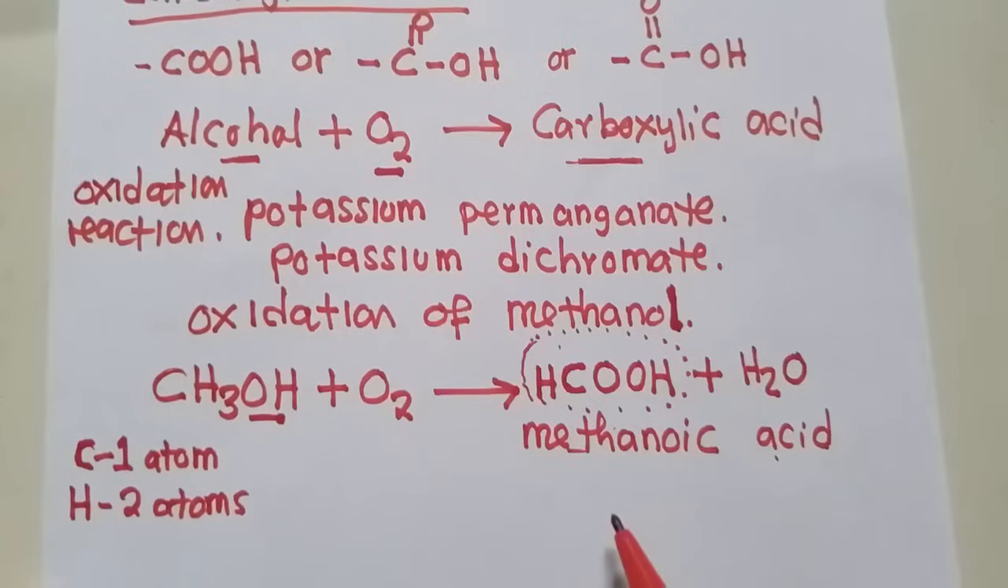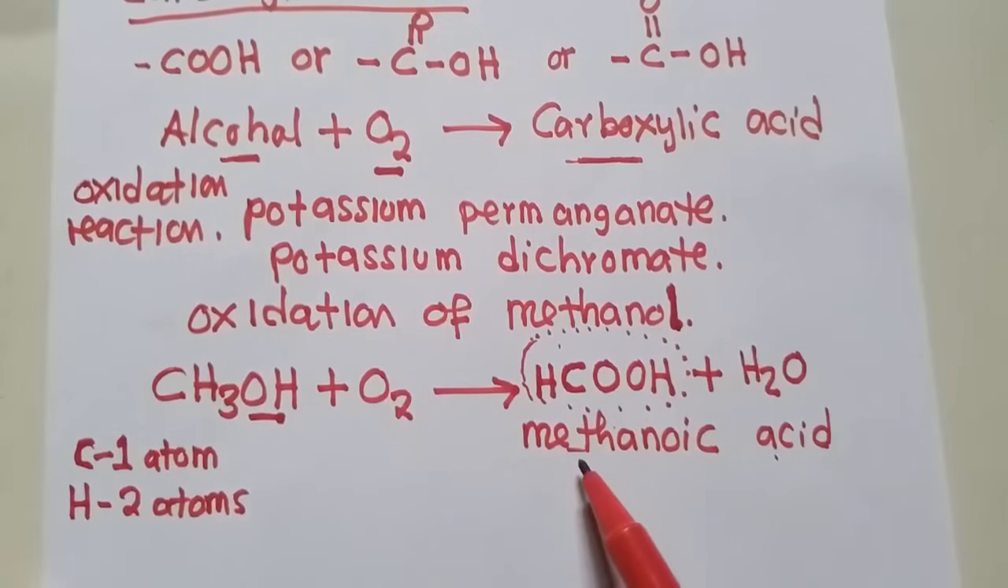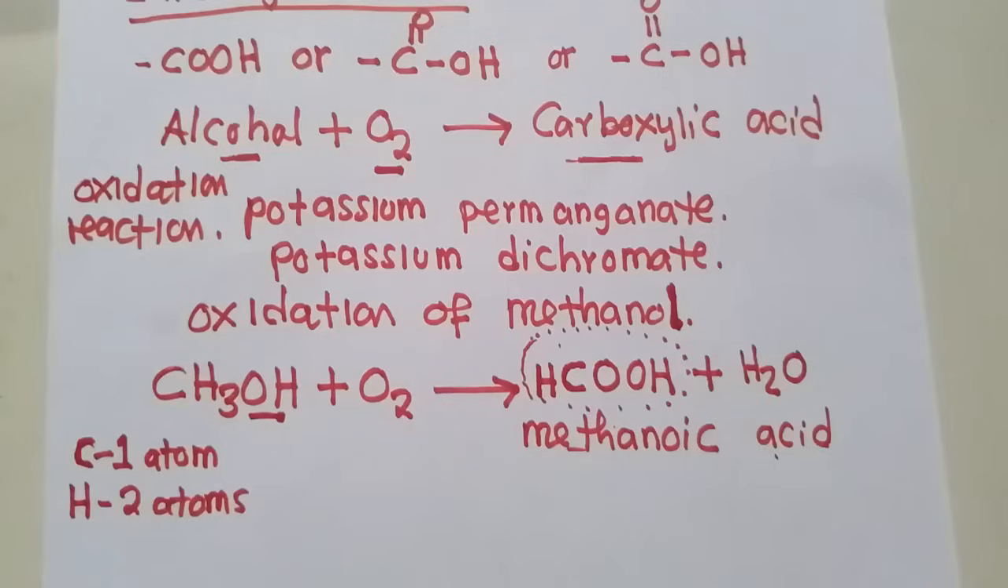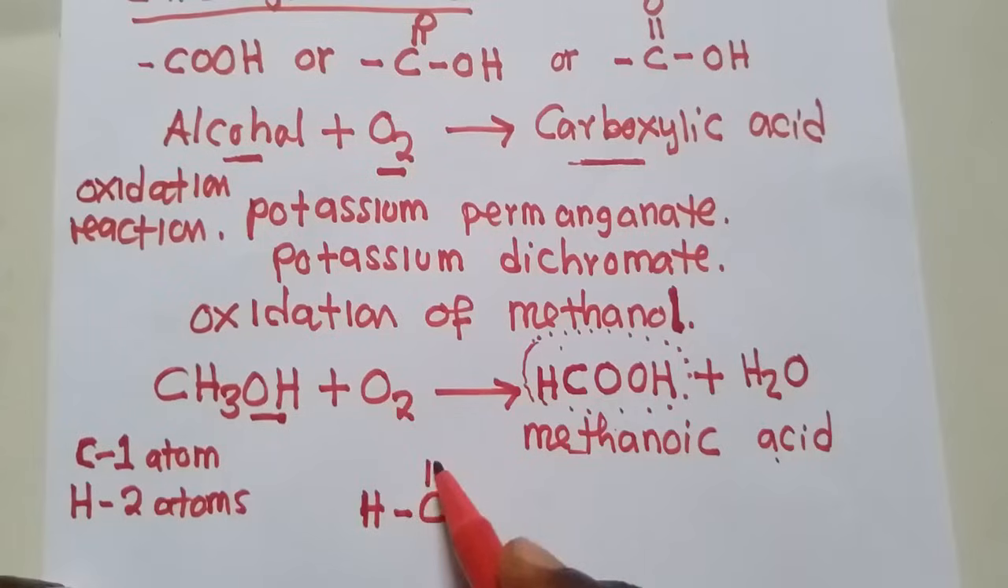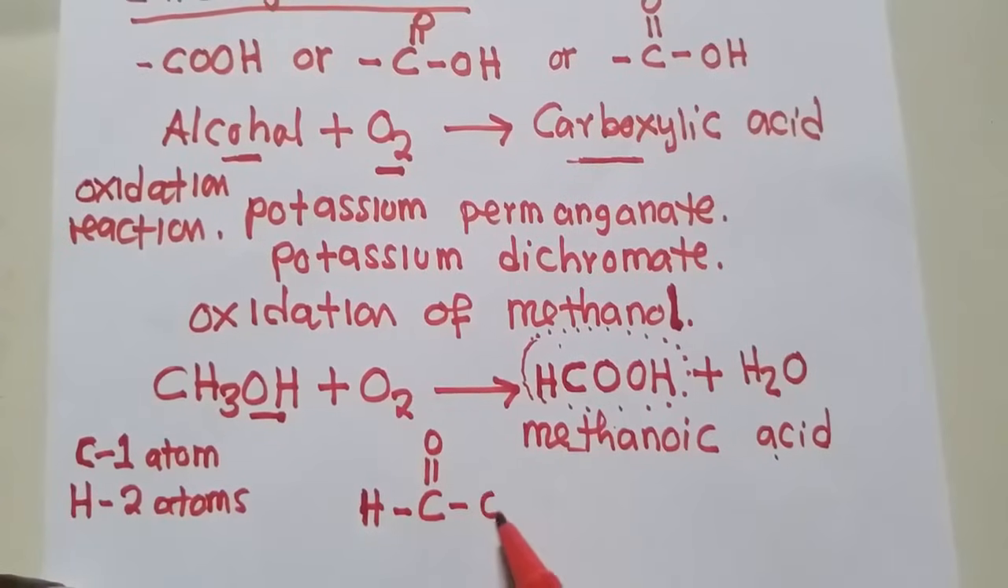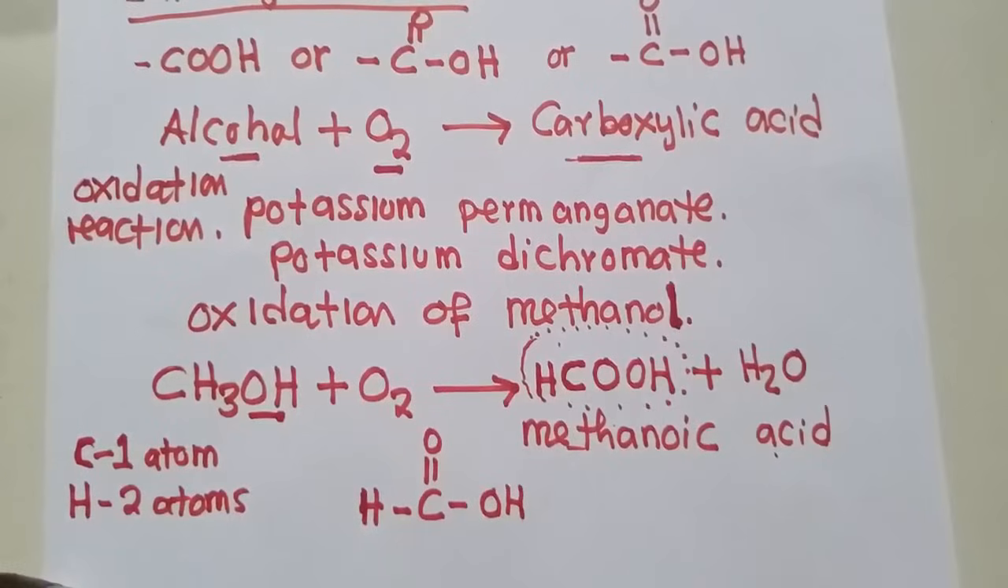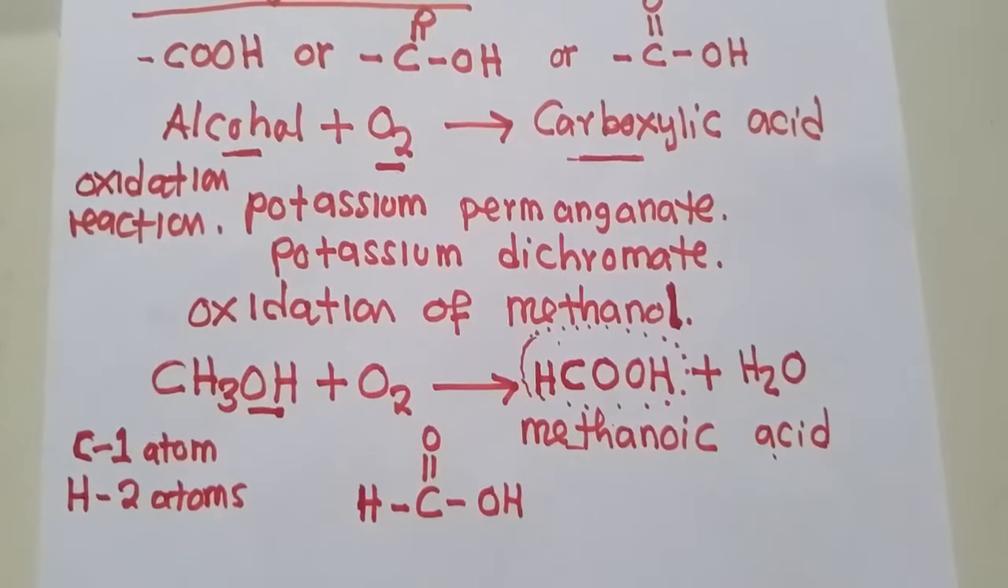How do you write the structural formula for this acid? What you are going to do is this: one atom of hydrogen, then carbon, then you put there a double bond, you put here OH like this. Have you seen? This is methanoic acid. You are done. This is how you need to write those things. Let's make sure that you understand this.